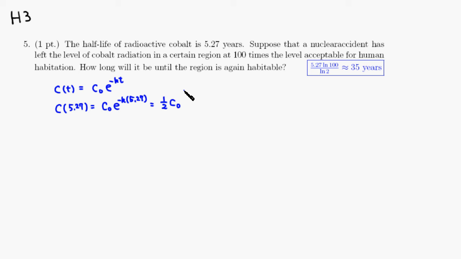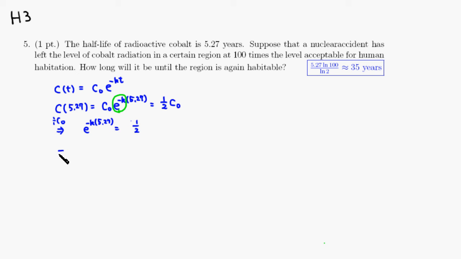So this will give us the clue to find the k. Or I think what I'm going to do, I'm lazy, is try to find e to the negative k. First thing is I'm going to divide through by C0, so that we can get rid of C0. So you have e to the negative k, 5.27 is equal to 1/2.